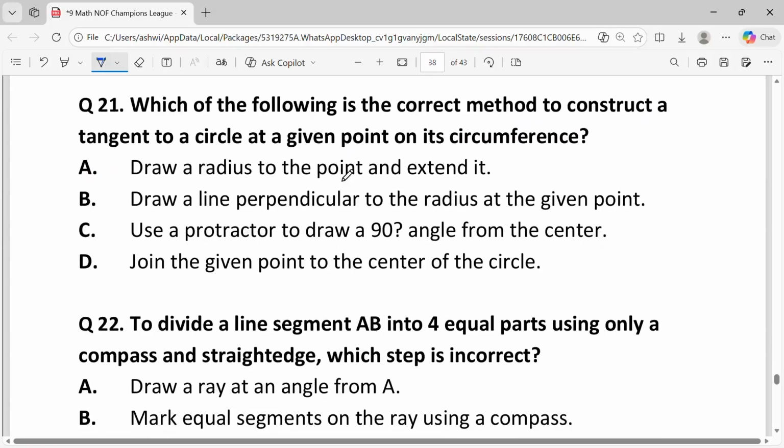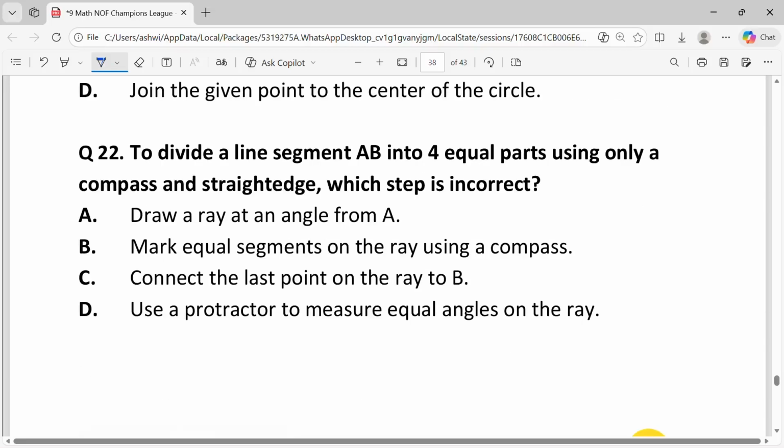Question 21. Which of the following is the correct method to construct a tangent to a circle at a given point on its circumference? Option B. Draw a line perpendicular to the radius at the given point. The fundamental property of a tangent to a circle is that it is always perpendicular to the radius at the point of tangency.